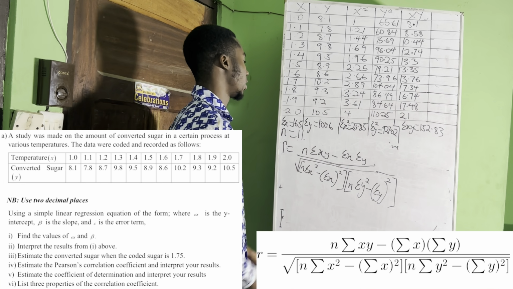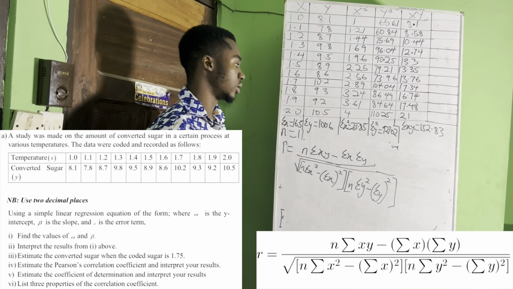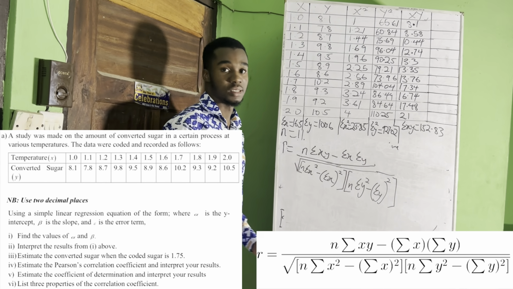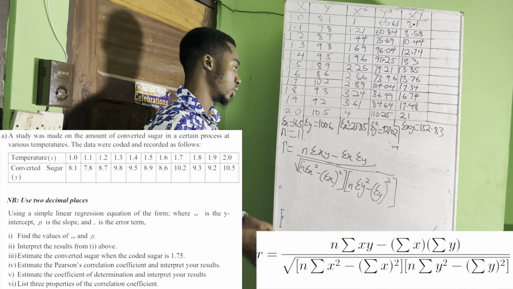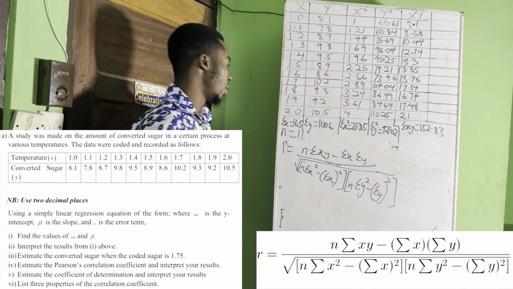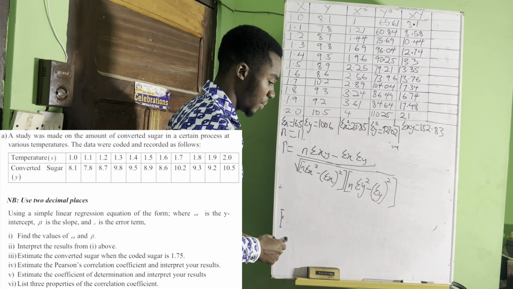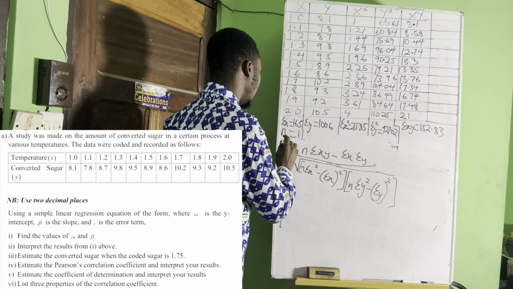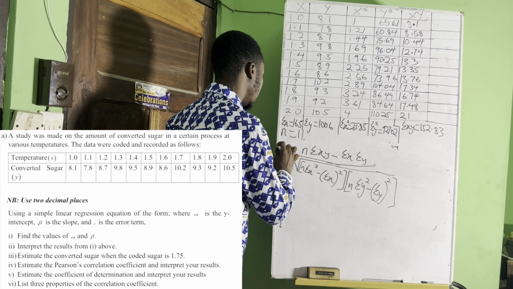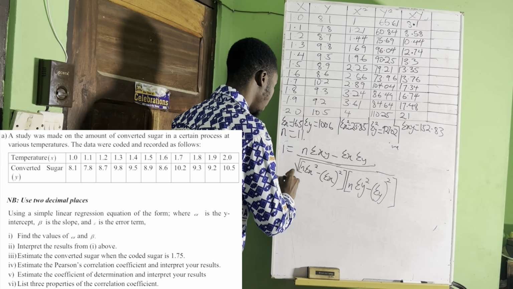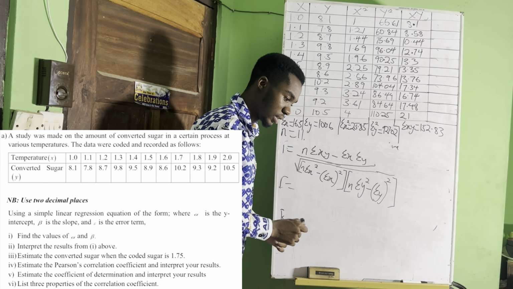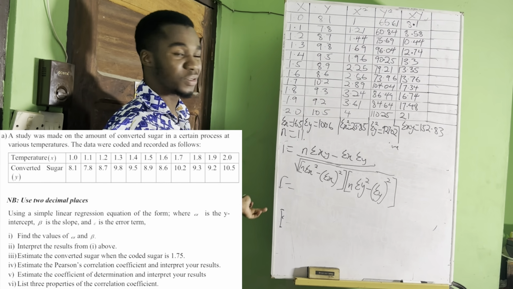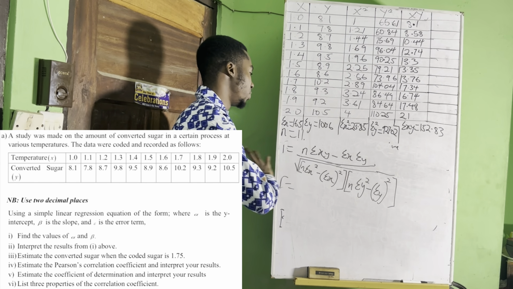This particular formula will be given to you in the formula sheet. I just repeated the same thing from the formula sheet for you, so no need to memorize all this. All right, so now let's find our Pearson's correlation coefficient, which we represent by R. This one is just formula work, so we just input the values in it.